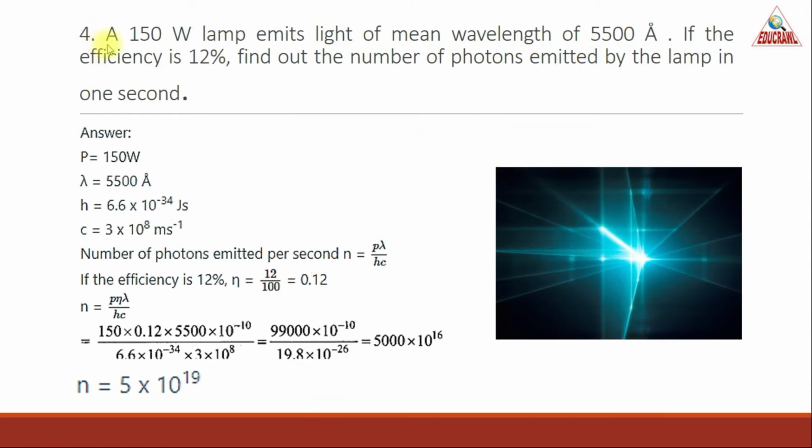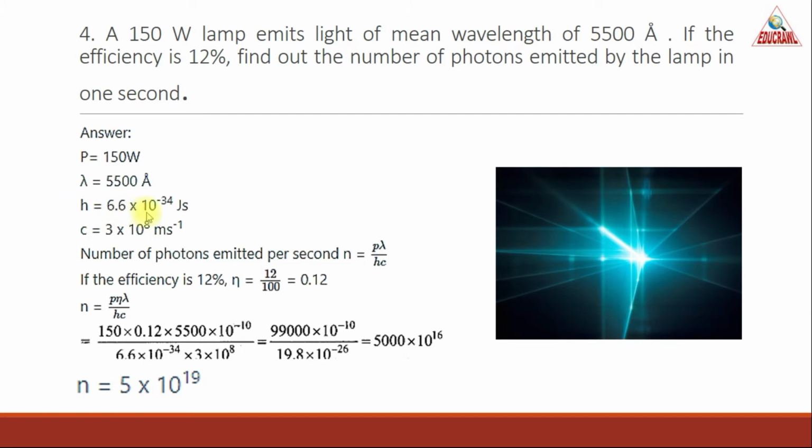Fourth problem, a 150 watt lamp emits light of mean wavelength of 5500 Angstrom. If the efficiency is 12%, find out the number of photons emitted by the lamp in 1 second. So the given data is the power is equal to 150 watt. The wavelength is 5500 Angstrom.